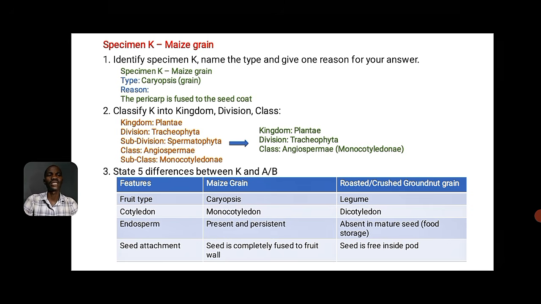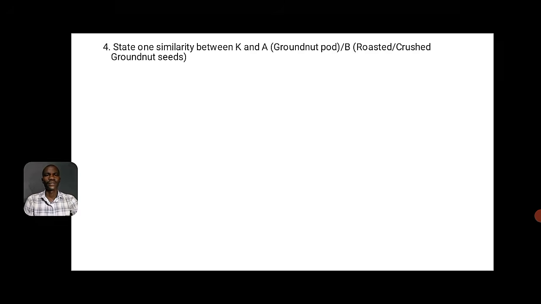But in roasted or crushed groundnuts, there is nothing like mature seed. It is only food storage. Then seed attachment. The seed is completely fused to the fruit wall, while the seed is free inside the pod, is free from the pod. Number 4, state one similarity between K and A. Both are one-seeded fruit, or you can say they are both food reservoir.